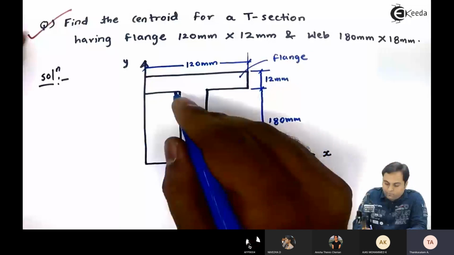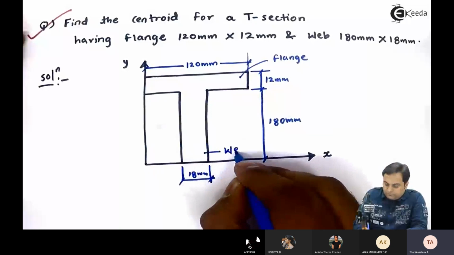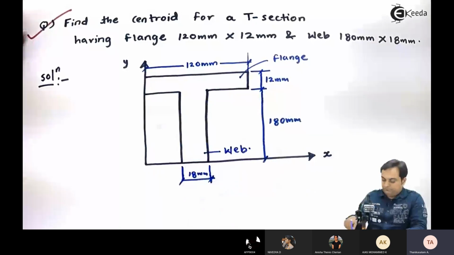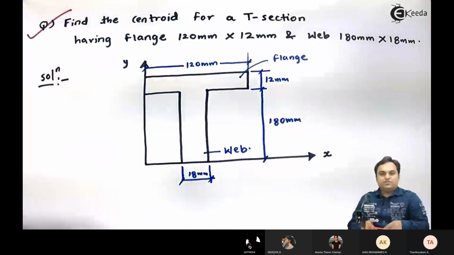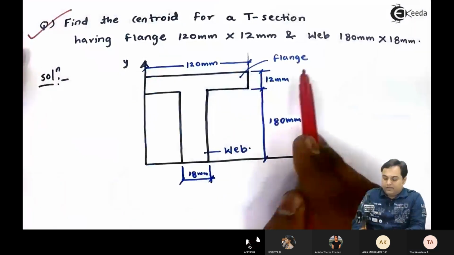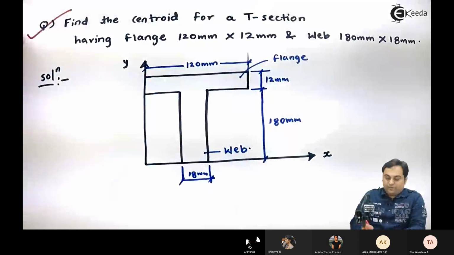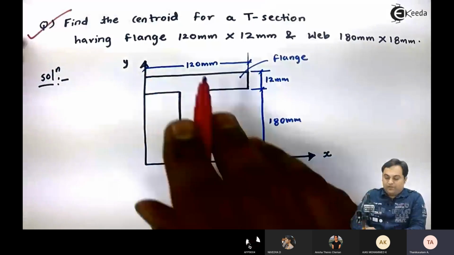And this vertical portion is called the web. Now, as per the dimensions given, the flange is 120 by 12 and the web is 180 by 18. We have to find the centroid.